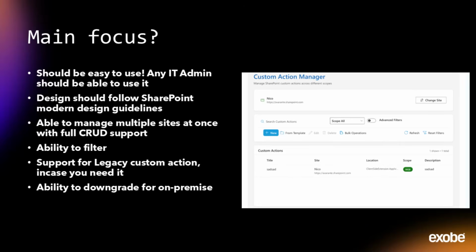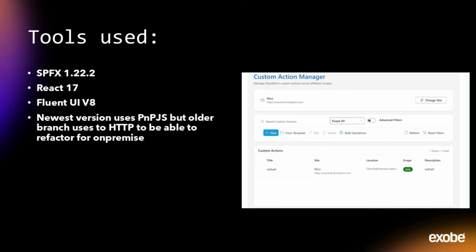And the tools used were SPFx. I've upgraded this to the latest, so we're using the latest SPFx. We're using Heft instead of Gulp. We're using Fluent UI version 8 because I'm having issues with version 9, with panels and compatibility issues. And we're using the latest PnP-JS, but the older branches contain pure HTTP instead. But I would go with PnP-JS because it's a lot easier to work with.